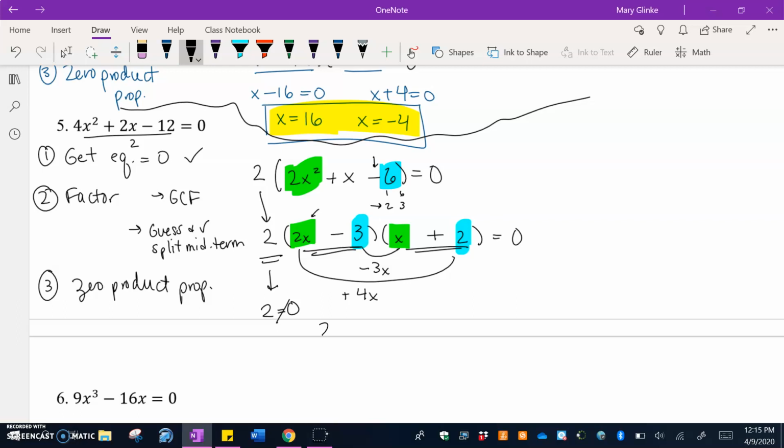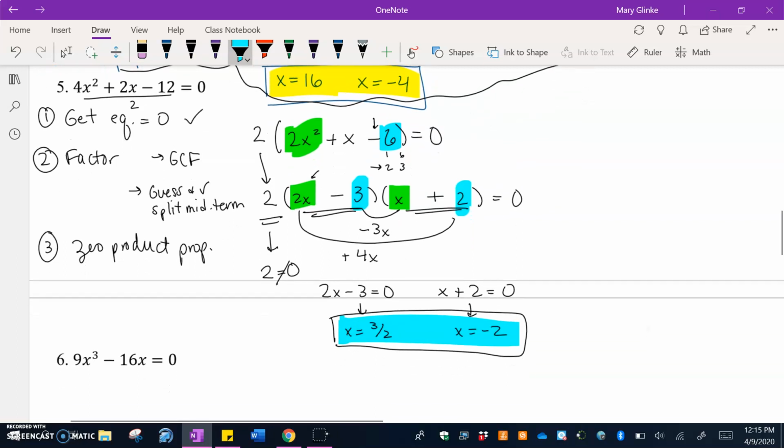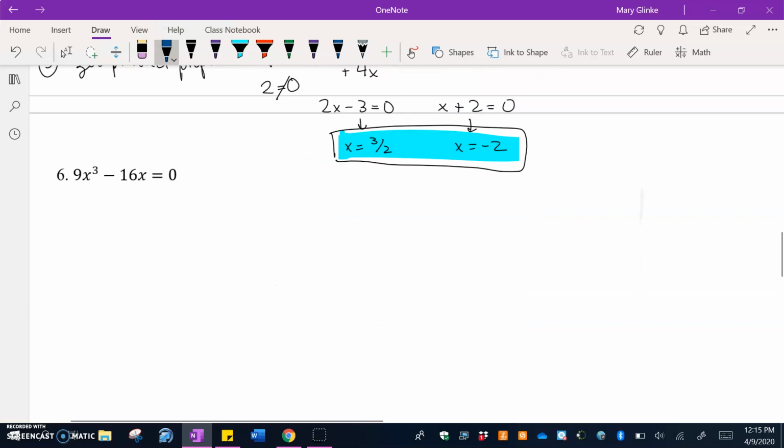So then we look at the next one, 2x minus 3 equals 0, and the last one, x plus 2 equals 0. If you solve each of those equations, you end up with 3/2 and -2 when you solve for x. Okay, so those would be our final answers. We only have two answers again because our GCF did not have an x with it, and therefore there was no solution for that portion.